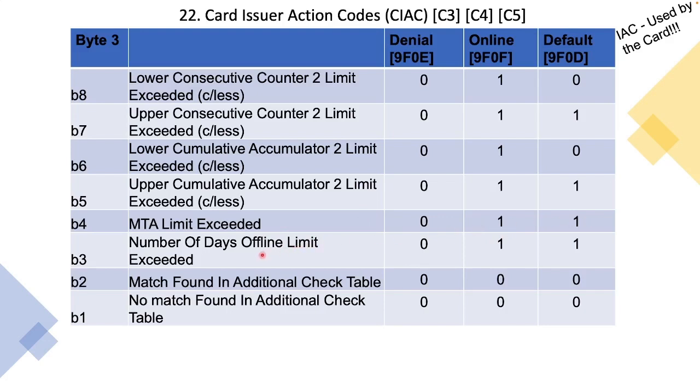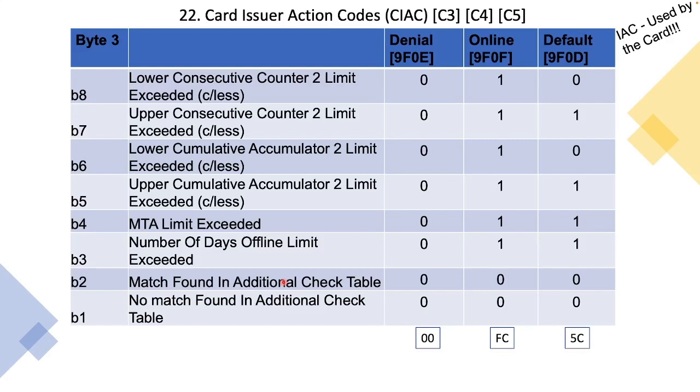There's also a limit indicating number of days offline limit exceeded. So you can say if we haven't seen the card in, I don't know, 7 days, 14 days, then the next time it comes online, you could insist that it comes online just to verify and make sure everything's okay, that the card hasn't been stolen, that something has happened to the card or what have you. Okay, there's additional check tables, etc., etc.